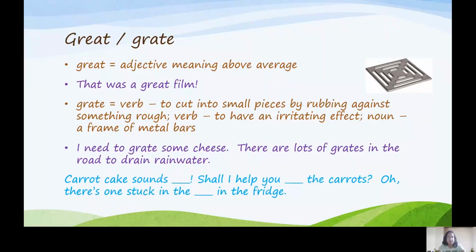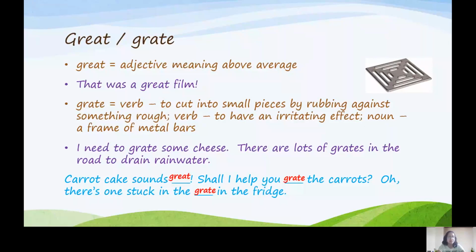This text here, which one goes in each space? Carrot cake sounds great. Shall I help you grate the carrots? So cut them into small pieces. Oh, there's one stuck in the grate in the fridge, in the metal bars.